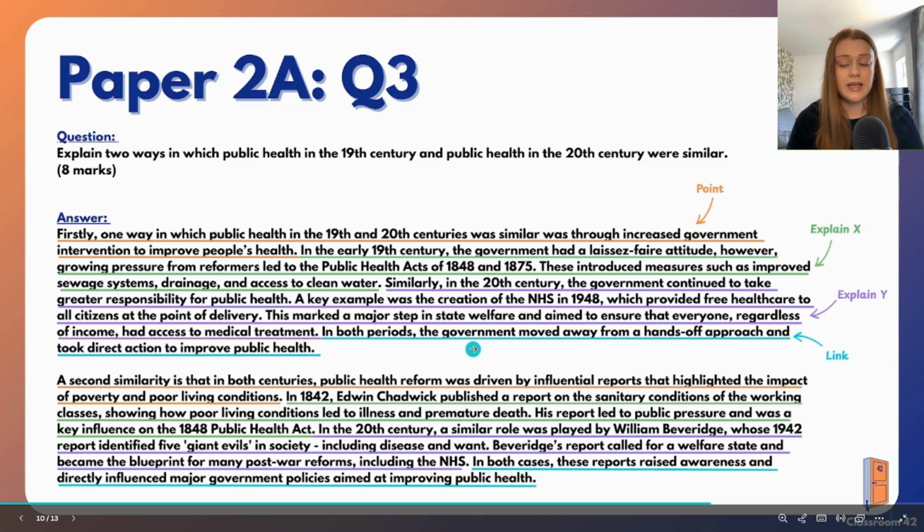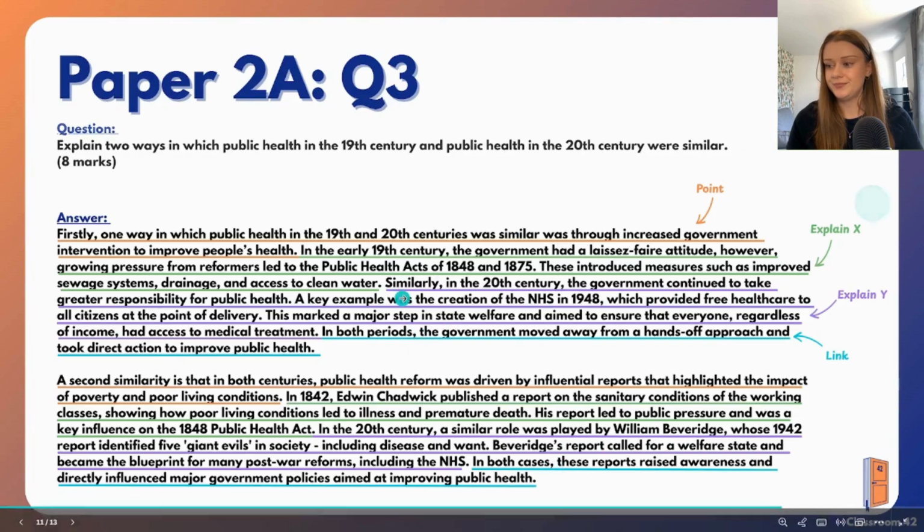And then finally, we're just linking back to the question, so in both cases, these reports raised awareness and directly influenced major government policies aimed at improving public health. So yeah, that is how you do question 3.